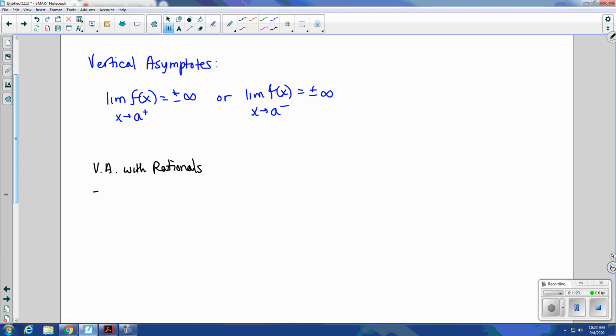What you do is set the denominator equal to 0 after cancellations. Then solve to reveal the vertical asymptote.